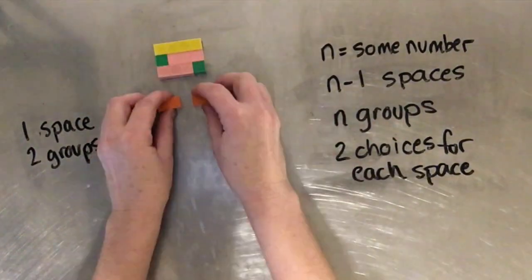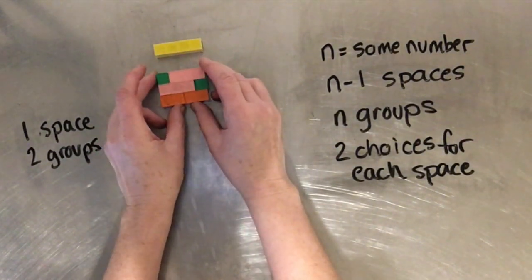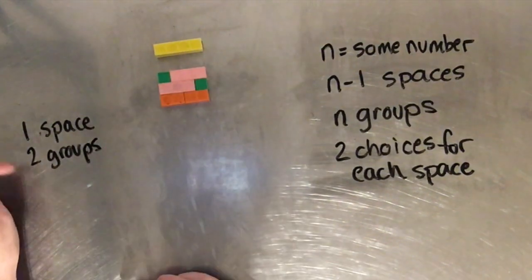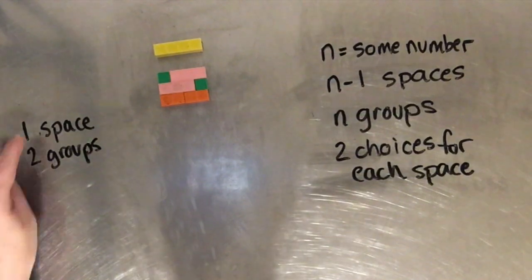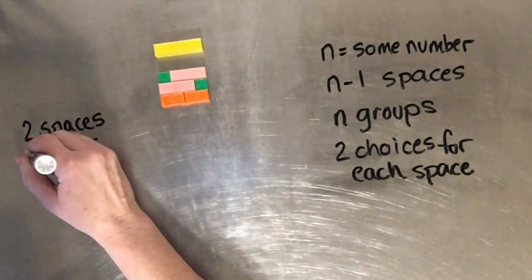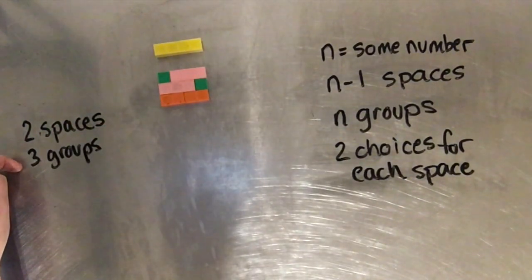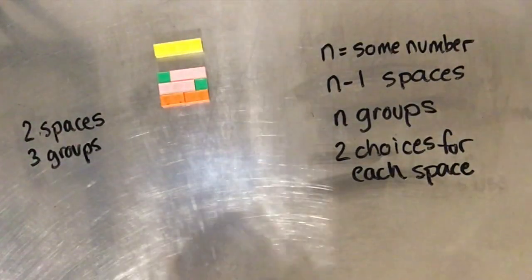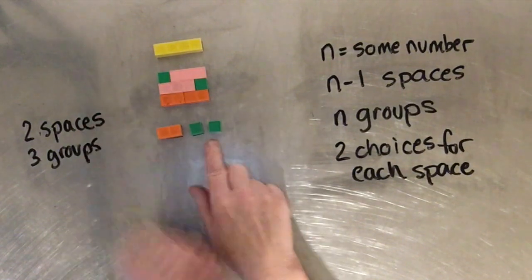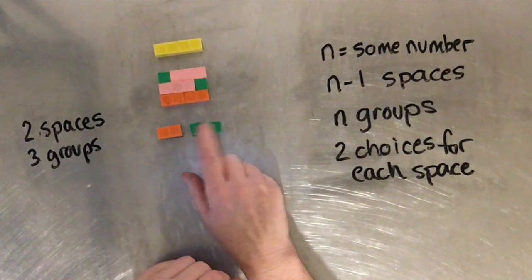We could do a 2 and a 2. 1 space, 2 groups. Are there any other ways to make 4 with 1 space and 2 groups? There's not. So then what we do is we go up: 2 spaces, 3 groups. Again, you're going to have 1 less space than you have groups, or 1 more group than you have spaces. So then we could do 3 groups, 2 spaces. There's 1, 2, 3 groups, 2 spaces.